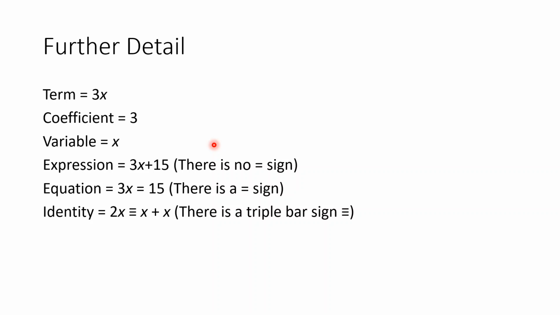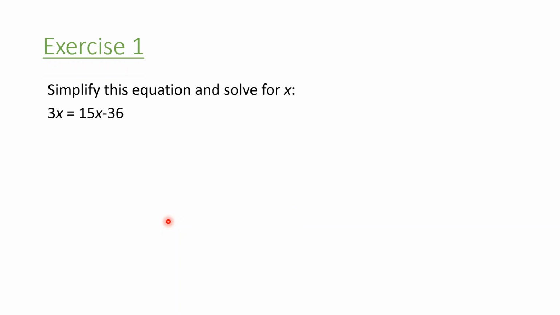An identity, however, uses a special symbol here, which is a triple equals sign. It means that it is always identically equal. No matter what x is, it is always equal. So if you put, say, 5x here instead of 2x, it would be x plus x plus x plus x plus x. So for our first exercise, we need to simplify the equation and solve for x.